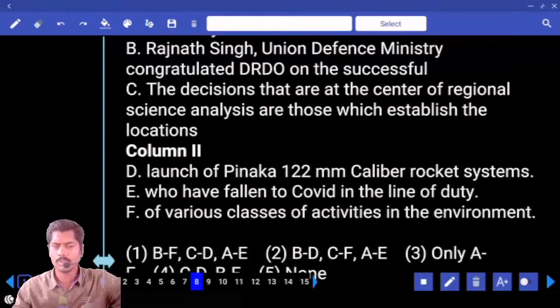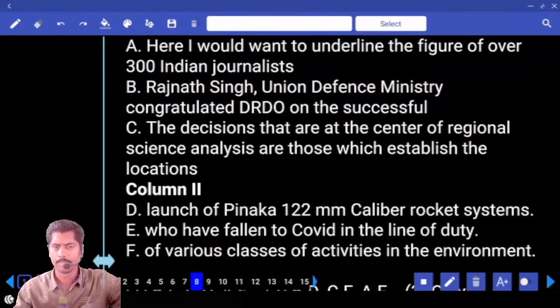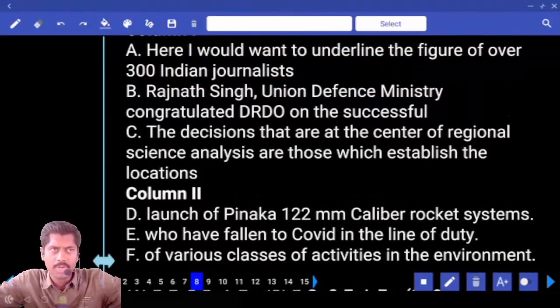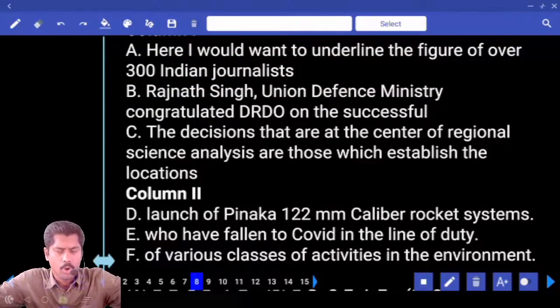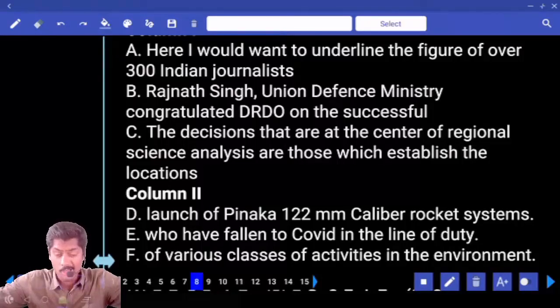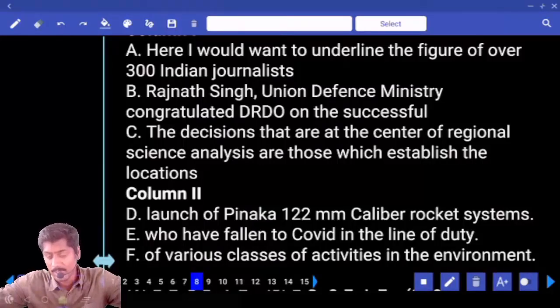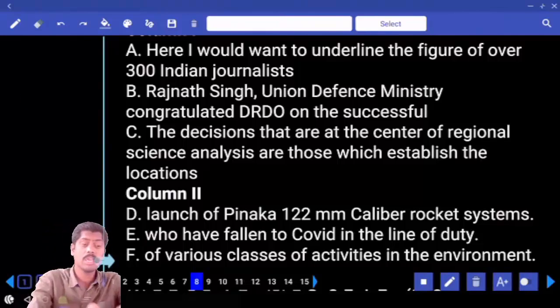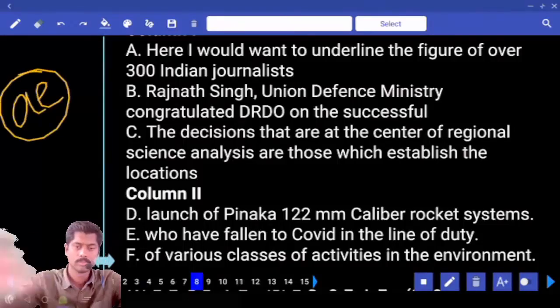Now, column 1, column 2, we need to pair up. A, I'm reading. Here I would want to underline the figure of over 300 journalists. Underline the figure of 300 Indian journalists. Journalists who have fallen to COVID? Maybe. Journalists of various classes of activities in their environment? No. Maybe AE, which I am not sure.